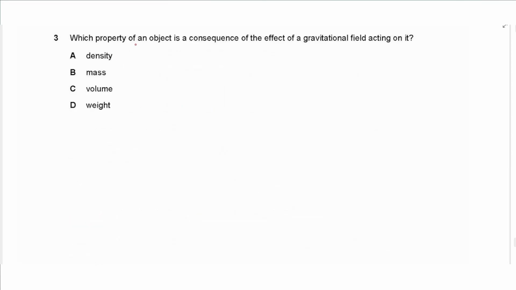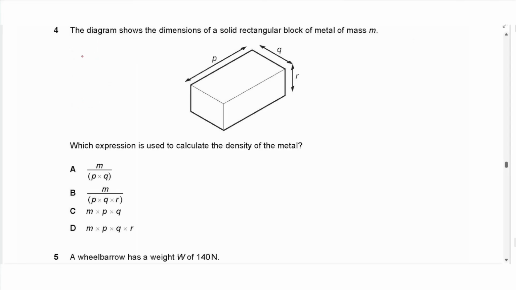Question 3 says, which property of an object is a consequence of the effect of gravitational field acting on it? That would be the weight, which is a gravitational force. Question 4 says, the diagram shows the dimensions of a solid rectangular block of metal of mass m. Which expression is used to calculate the density? So density is equal to mass divided by volume, and here we can calculate the volume by multiplying these dimensions by each other. So it's mass divided by P multiplied by Q multiplied by R. So the answer is B.